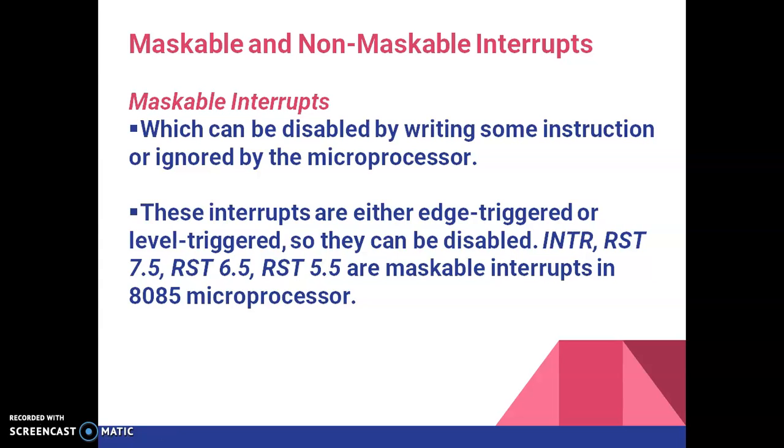Then we also have another division of interrupts, which is maskable interrupts and non-maskable interrupts. Maskable interrupts are the ones which can be disabled with the help of an instruction or which can be ignored by the microprocessor. They are edge triggered or level triggered so that they can be disabled. The different maskable interrupts in 8085 are INTR, RST 7.5, 6.5 and 5.5.